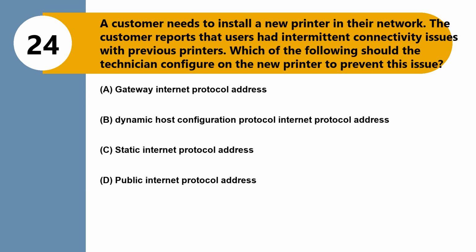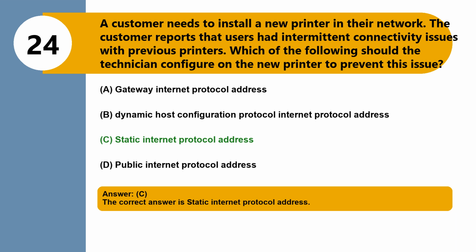Question 24. A customer needs to install a new printer in their network. The customer reports that users had intermittent connectivity issues with previous printers. Which of the following should the technician configure on the new printer to prevent this issue? Option A, Gateway Internet Protocol address. Option B, Dynamic Host Configuration Protocol Internet Protocol address. Option C, Static Internet Protocol address. Option D, Public Internet Protocol address. The correct answer is option C, Static Internet Protocol address.